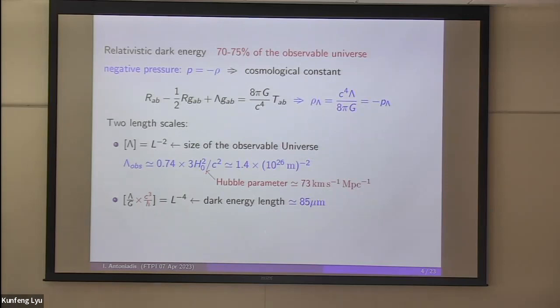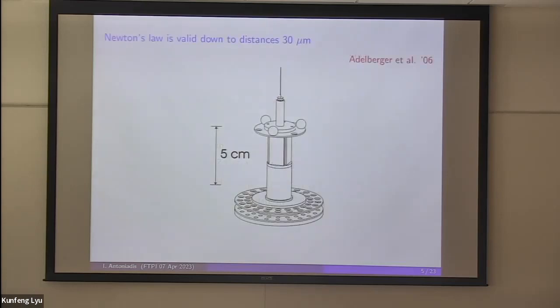This is an interesting length because it's near the distances where Newton's law is tested in the laboratory. The present bound is 30 micrometers. It was updated by an experiment.